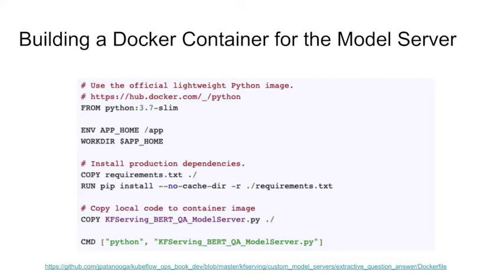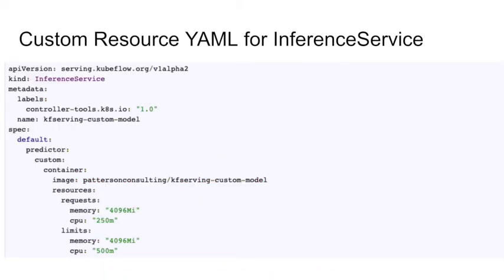Next, we need to build our Docker container for the model server. On the screen, you can see our Docker file. Once our model serving code is saved locally, we will build this new Docker container image. And once we've built this container locally, we want to push it up to a container repository, such as Docker Hub.